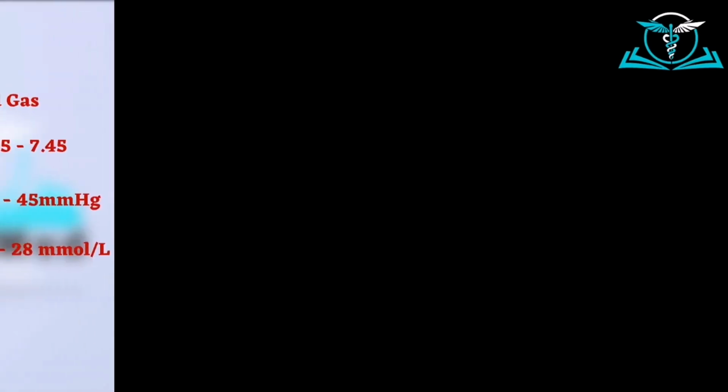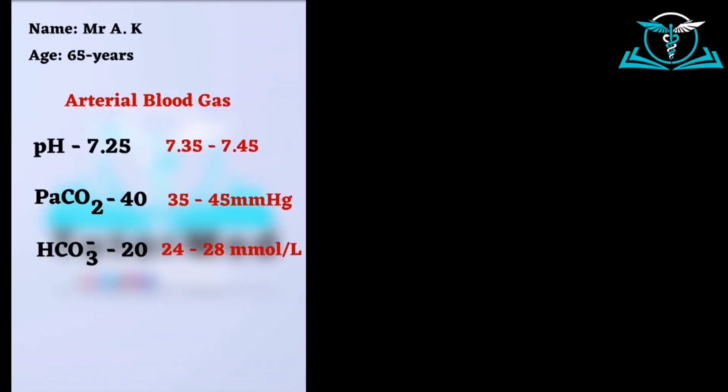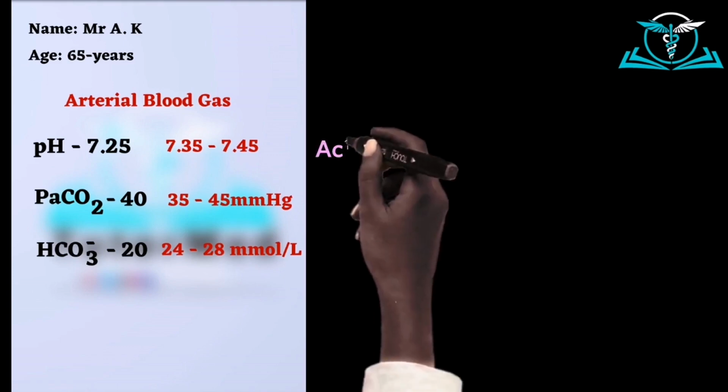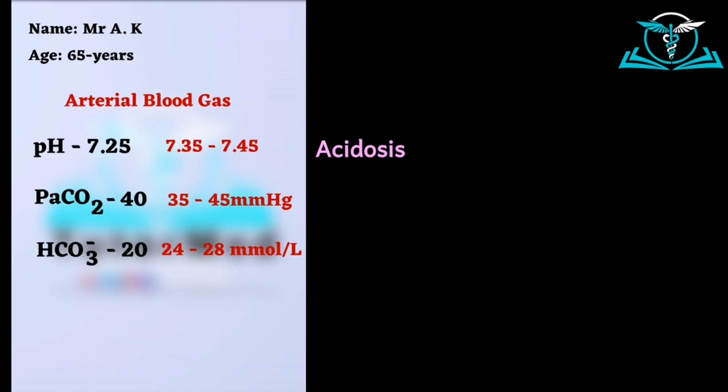This is the arterial blood gas of a man, 65 years old, Mr. AK. What is the first thing we do? We look at the pH, and that is his pH 7.25, and it is less than 7.35, and so we think that he has acidosis or acidemia. The next thing is to determine the origin of the acidosis, and so what we do, we look at the PaCO2, that's the partial pressure of carbon dioxide, and then the bicarbonate ion level, and then ask which of them rationally explains the pH we are seeing.